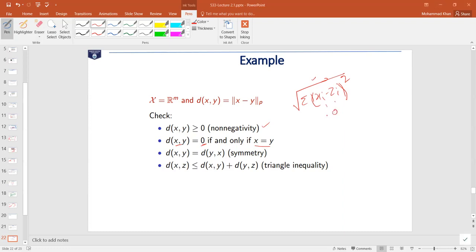And this must be true for all the x's. That means for all the coordinates, the x and z values should be the same: x1, z1, x2, z2. That means they're basically the same point. Similarly, they're symmetric. We are not taking anything in any order. We are just taking the difference and squaring it. So if we swap the values of x and z, we'll get the same value. And finally, it also follows the triangular inequality.